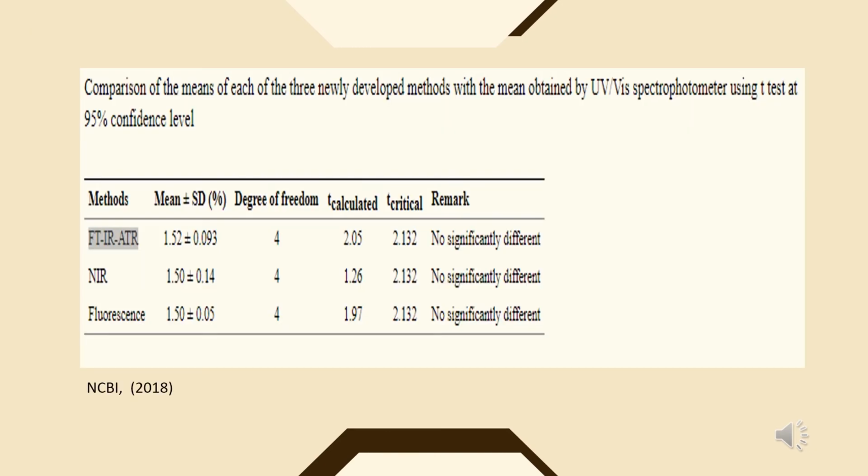And the reasoning of why the ATR FTIR was chosen instead is because it is more accurate in terms of reading, as can be seen in the comparison with the NIR and the fluorescence spectroscopy.